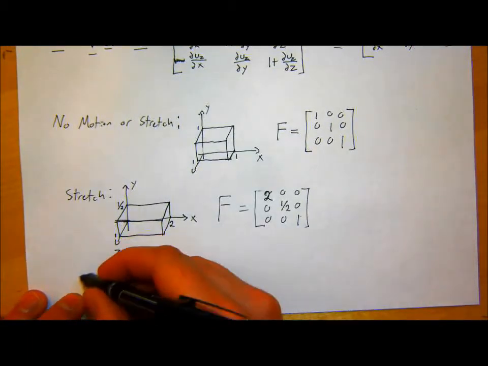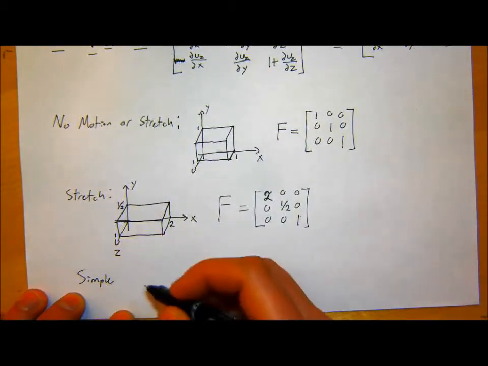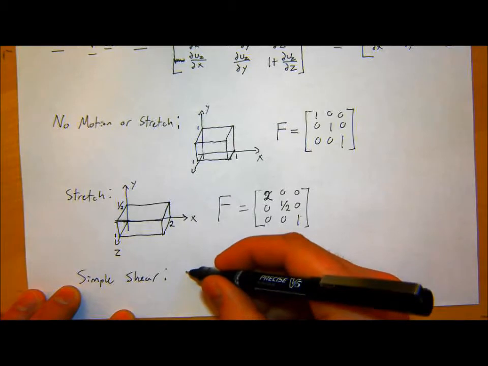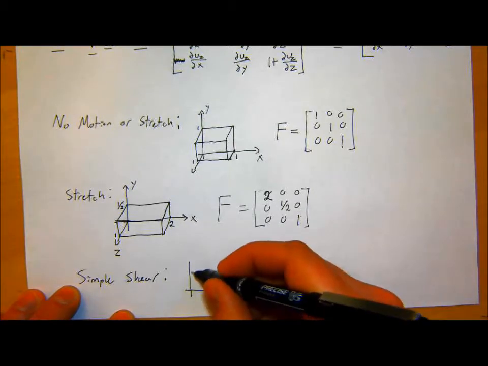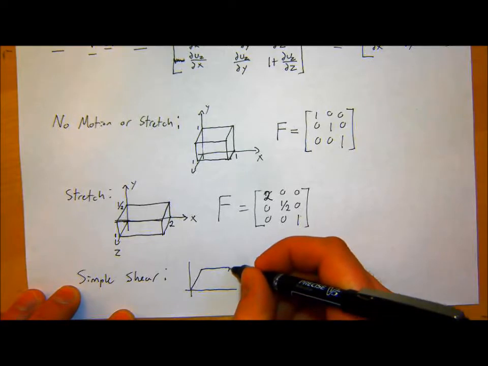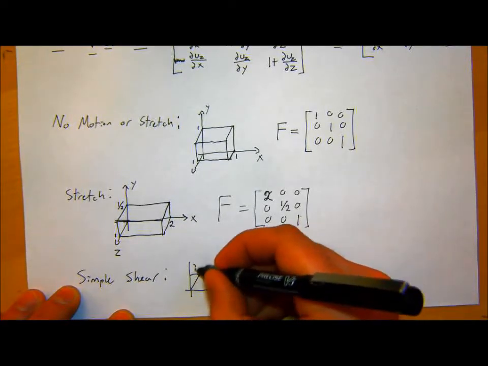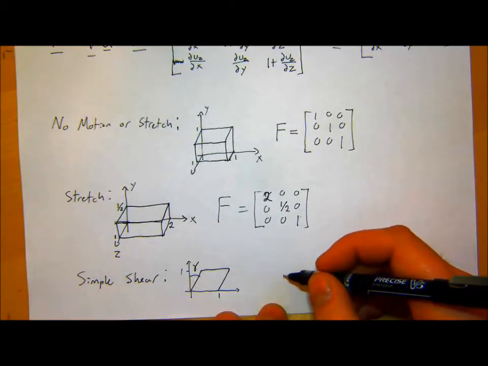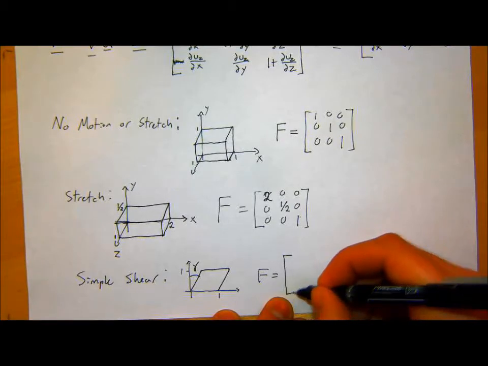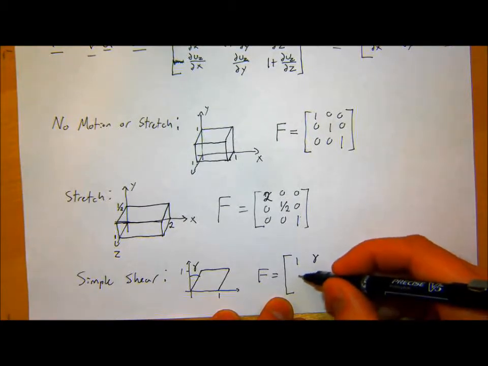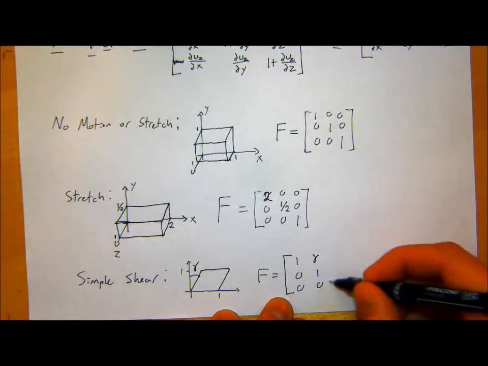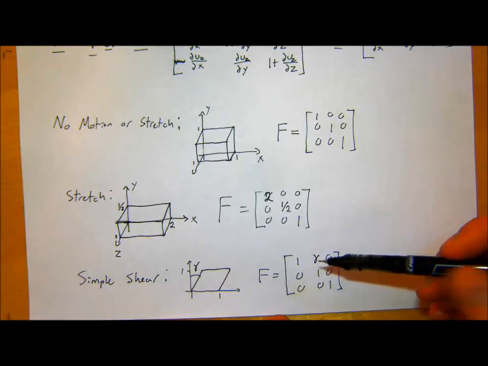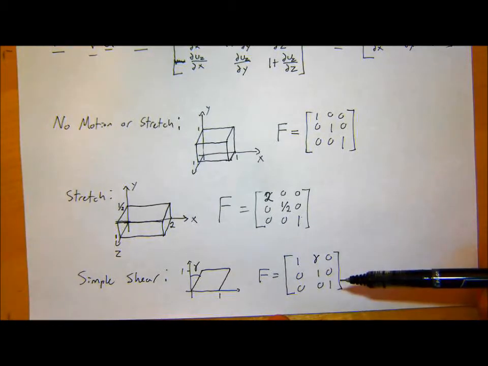If I then wanted to go simple shear, I'm going to do this in 2D now because I don't want to draw 3D. This is some gamma with my points 1 and 1 still. Then my F is equal to 1 gamma 0 1. So here I have that gamma. And I'm allowing this F to be non-symmetric.